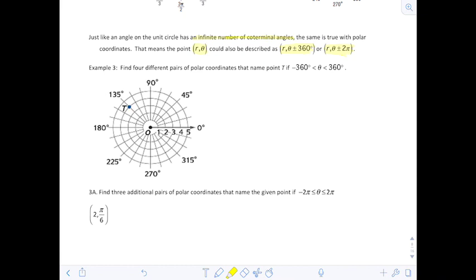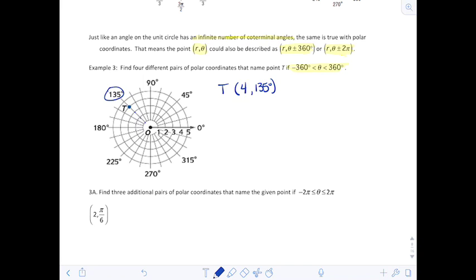So as we look at example 3, we have point T. Find 4 different pairs of polar coordinates that name point T, and here's what's important. You have to be between negative 360 and 360 for theta. So let's look at point T. The first most obvious way to name this would be to do your rotation. It's 135 degrees out. There's my theta. And if that's the terminal side, I go out 1, 2, 3, 4.